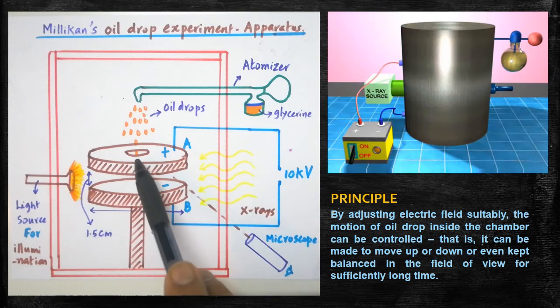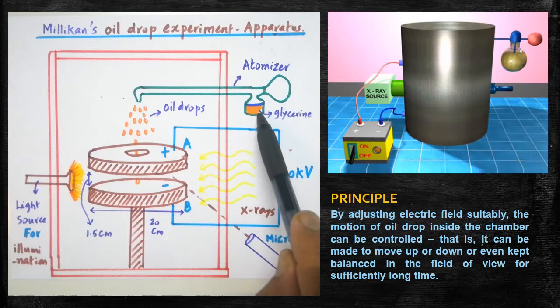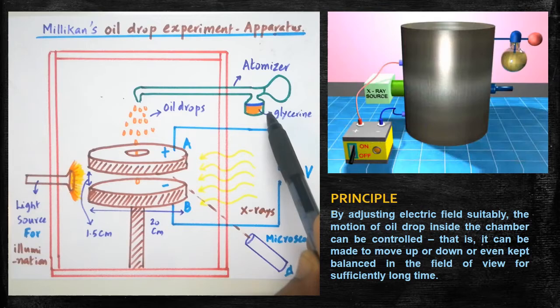A small hole is made here at the top of the top plate in the middle. There you can see a small hole at the center of the upper plate A. And this portion is called the atomizer. Here the glycerin oil can be sprayed with the help of the atomizer. Glycerin is a kind of highly viscous non-volatile liquid. You can choose any one of them, but here specifically glycerin is used.